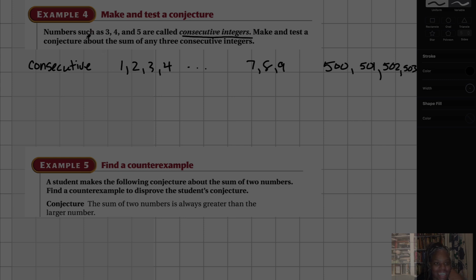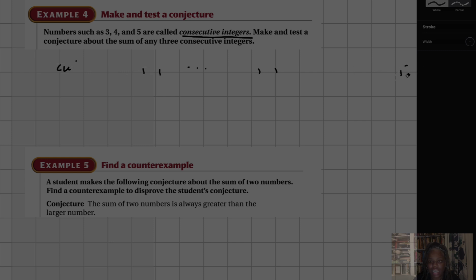Let's look at what they're asking us. It says numbers such as 3, 4, and 5 are called consecutive integers. Make and test a conjecture about the sum of any 3 consecutive integers. So let me get this out of the way so we can talk about that. The sum of any 3 consecutive integers. Well, in order to make a conjecture, we've got to look for a pattern. And to look for a pattern, we've got to test some of these things out. So let's start off with 3, 4, 5 because that's what they gave us, and we're going to find the sum. Sum means the answer you get when you add things together.